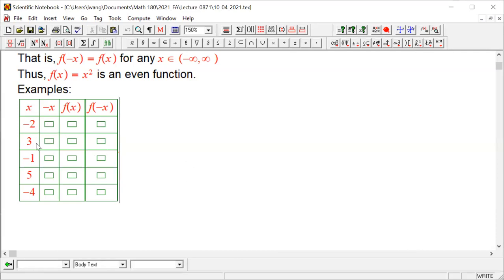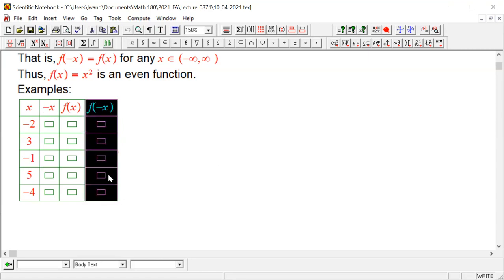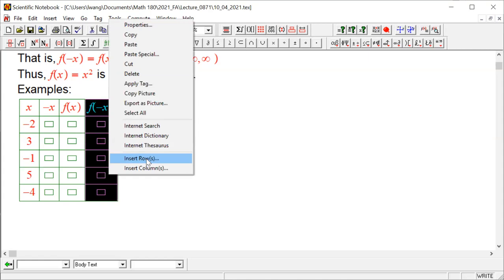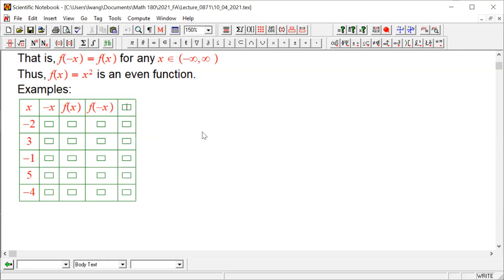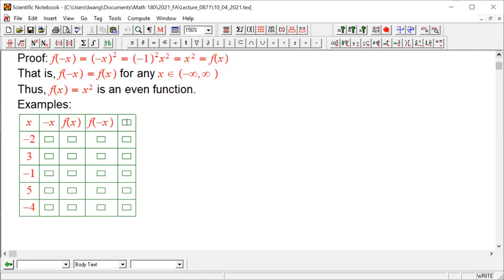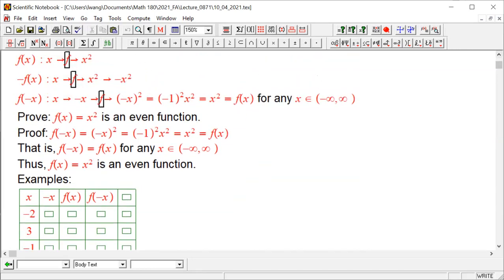Okay. And your task is to calculate negative x, the opposite of x. And then, of course, I'm going to give you another column. So in this exercise, you are practicing using the notation correctly, at the same time understanding the concept of even function and odd function, and also reflecting on the process, on the flow.